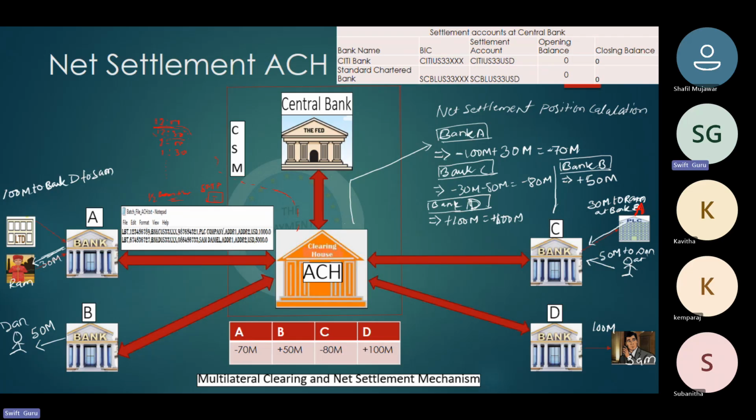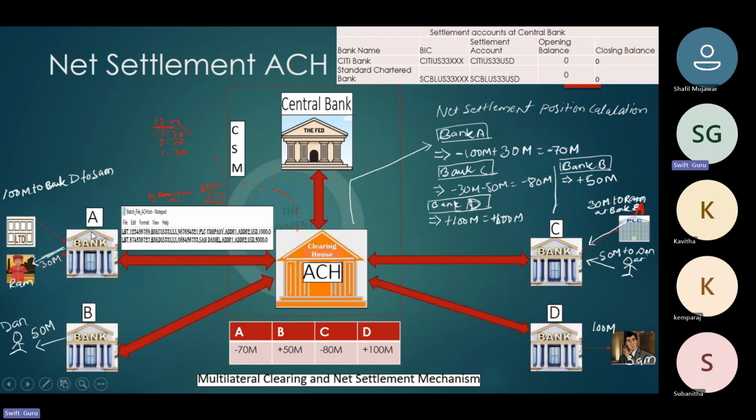Now let's understand the flow in this particular net settlement system kind of arrangement. In this example I have taken 4 banks. Okay, in a country it can be several banks. Here bank A is there, bank B is there, C is there, and D is there. Imagine from bank A's side, there is one corporate customer who initiates a payment, wishing to transfer 100 million to a customer who holds an account at bank D, Sam. 100 million, they want to transfer it.